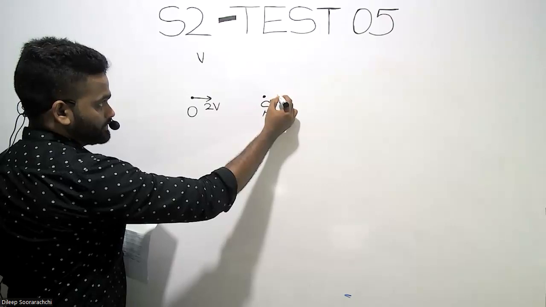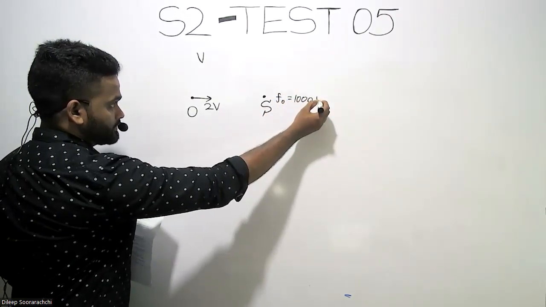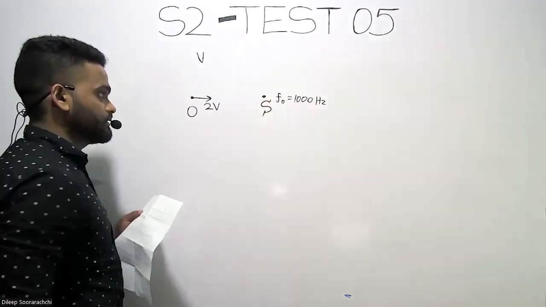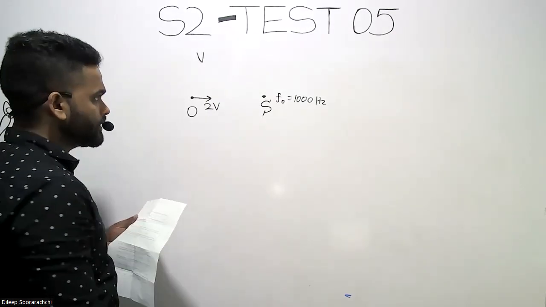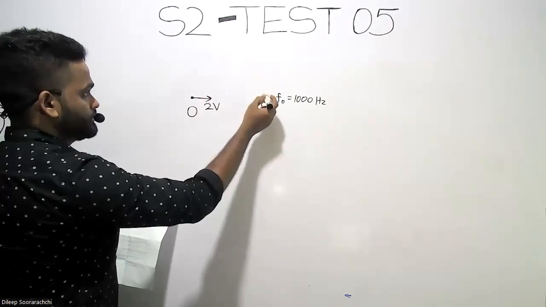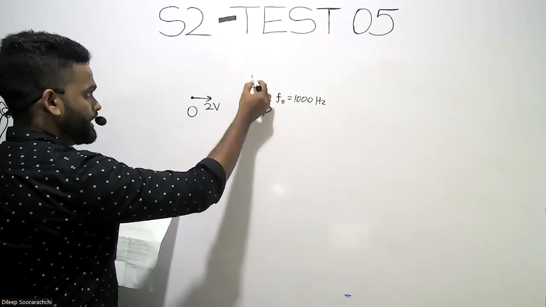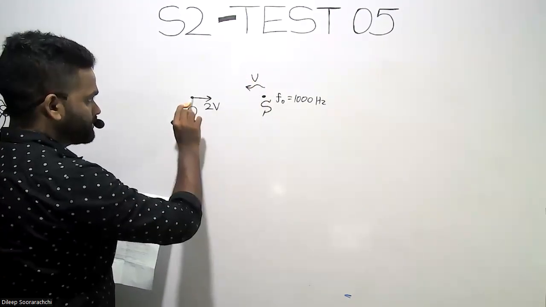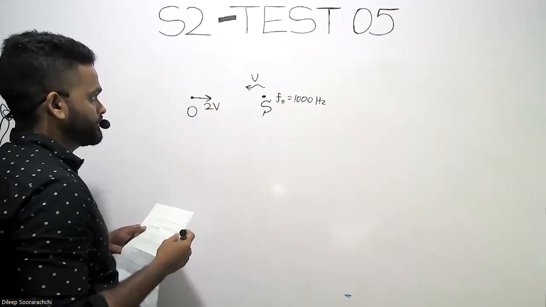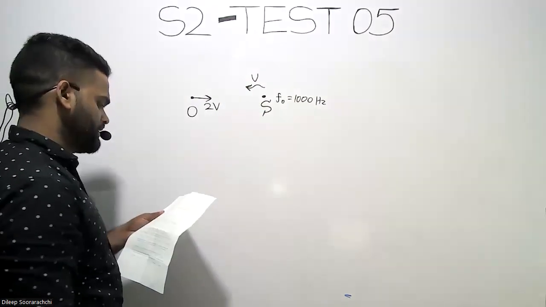This has a frequency, let's say that is f naught, 1 kilohertz, so 1000 hertz. That's the frequency of the source, right? So from the source the sound waves are coming towards the observer at the speed v, and the observer is moving towards the sound source at 2v. So this is the scenario, right?